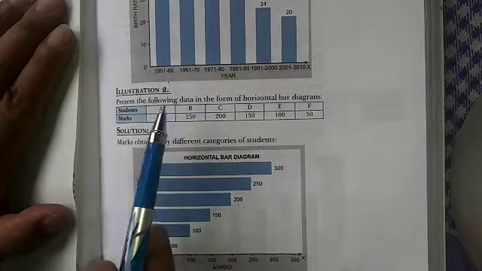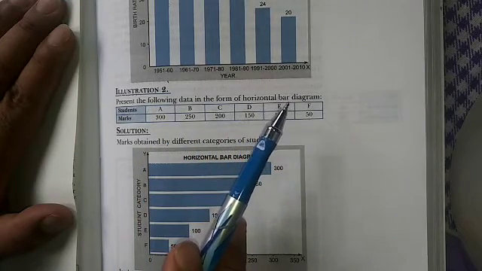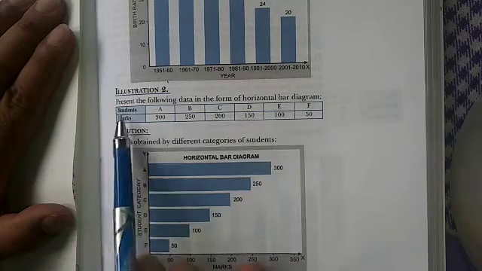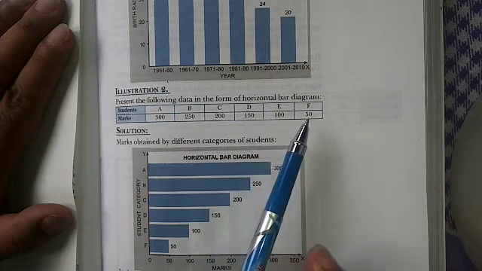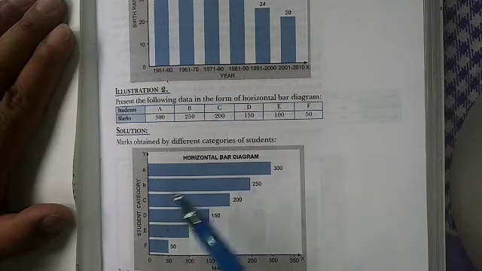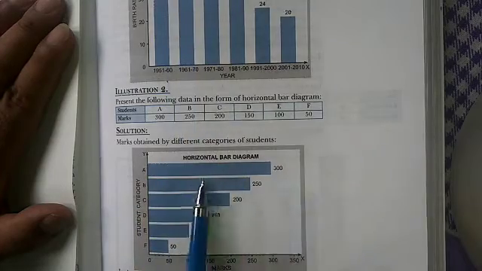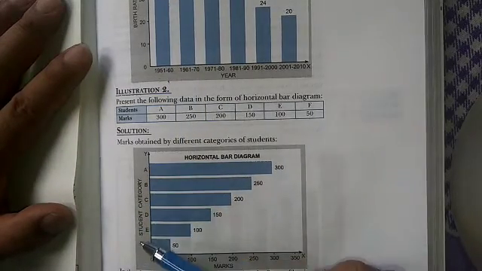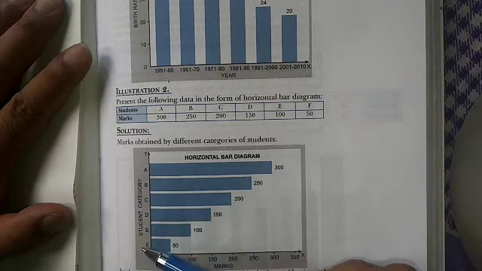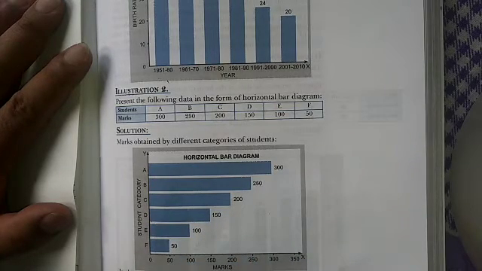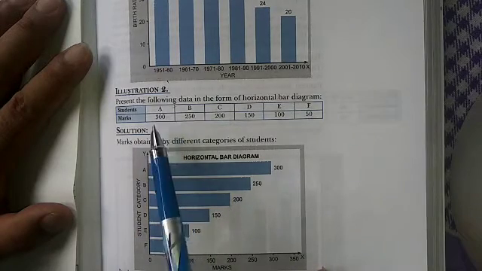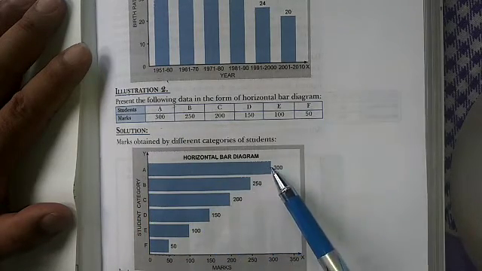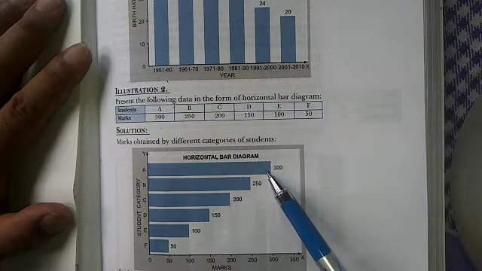Now the illustration 2: present the following data in the form of a horizontal bar diagram. Students A, B, C, D, E, F, and marks 320, 250, 200, 150, 100, 50. Now this is the horizontal bar diagram. That was the vertical, and this is the horizontal bar diagram. Now the y-axis shows the student category A, B, C, D, E, F, and the x-axis shows the marks 50, 100, 150, 200, 250, 300, 350. Now you know, the A category students got 320 marks. We will show it with the help of this horizontal bar diagram, right?